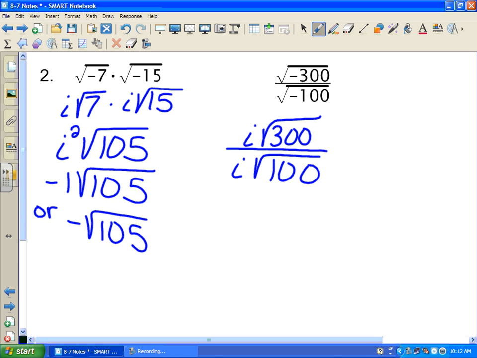And then, now we're dividing. So what happens when you have i over i? It's like x over x. Think of i as like an x. It's just a variable that represents something.